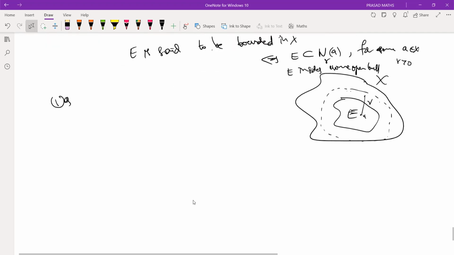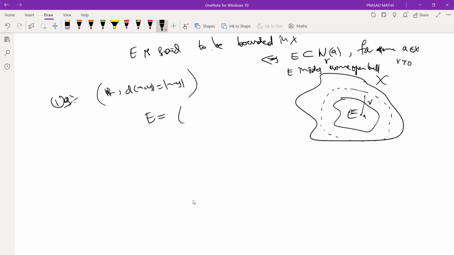Let us go through an example with respect to the usual metric. Take E equal to the set of 1 over n such that n belongs to N, the simplest example. Is it bounded? Yes. In a real analysis course, R has the usual metric. So what is my upper bound? 1. What is the lower bound? 0.